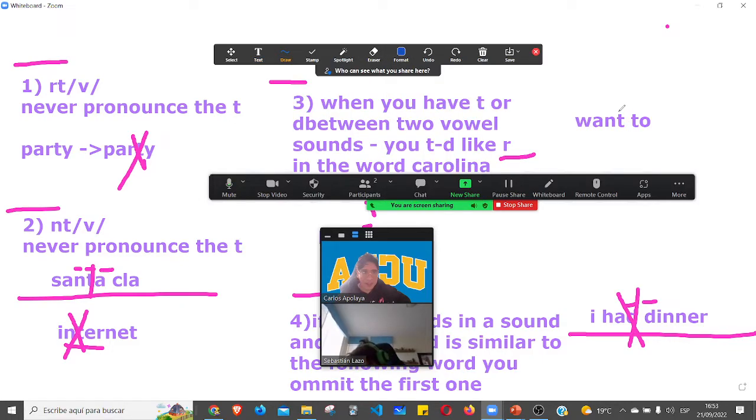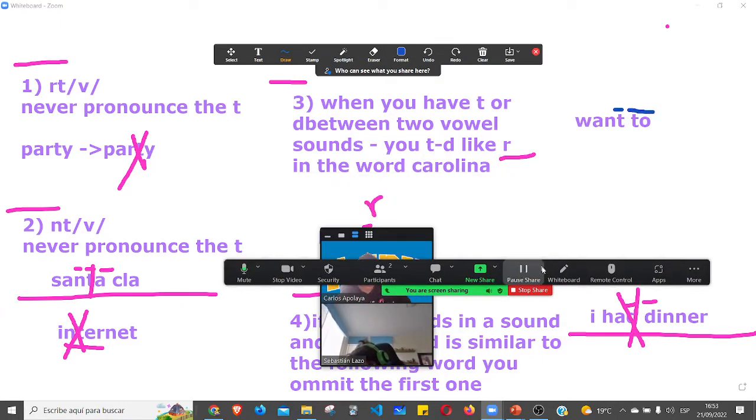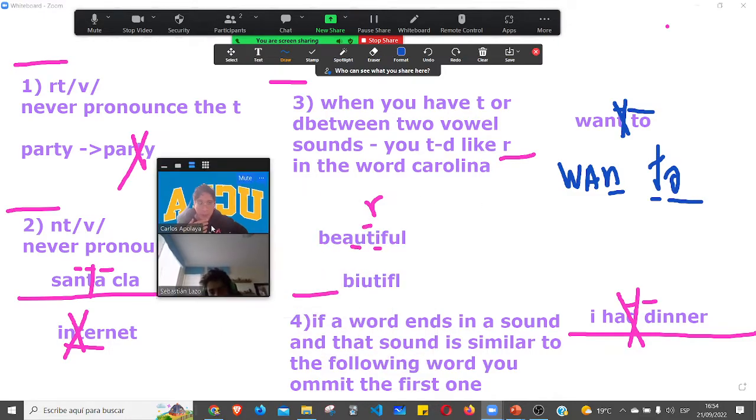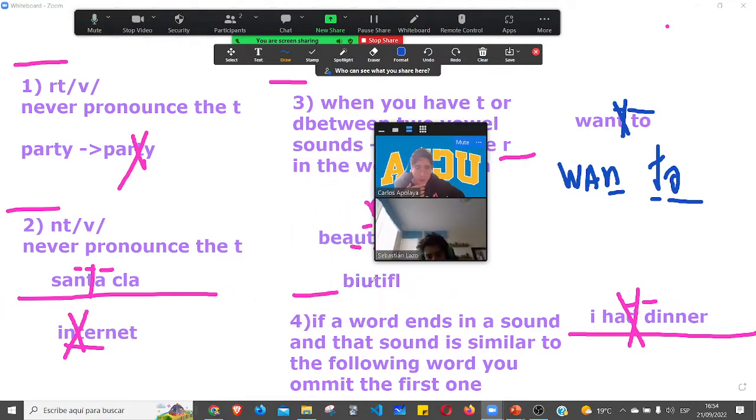Bien, piensa, ¿qué pasa cuando tengo un sonido acá y un sonido acá? ¿Son los mismos o no son el mismo? Yes. ¿Qué hago? We have to cancel the first T. You drop the first one. Now you have something like one, and then you have two. Which one? Number 1, 2, 3, or 4. You have NT and a vowel sound. What do you do? The fourth rule? But the fourth one is like when you have DD or the same sound.